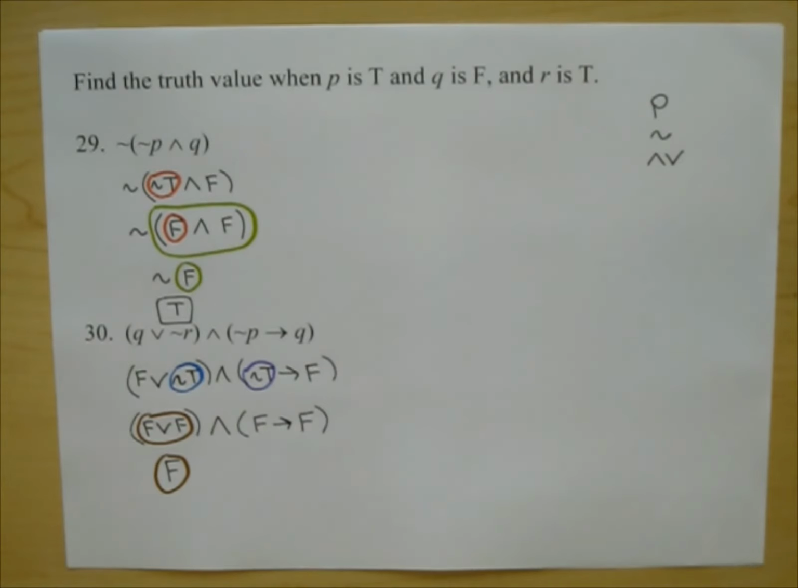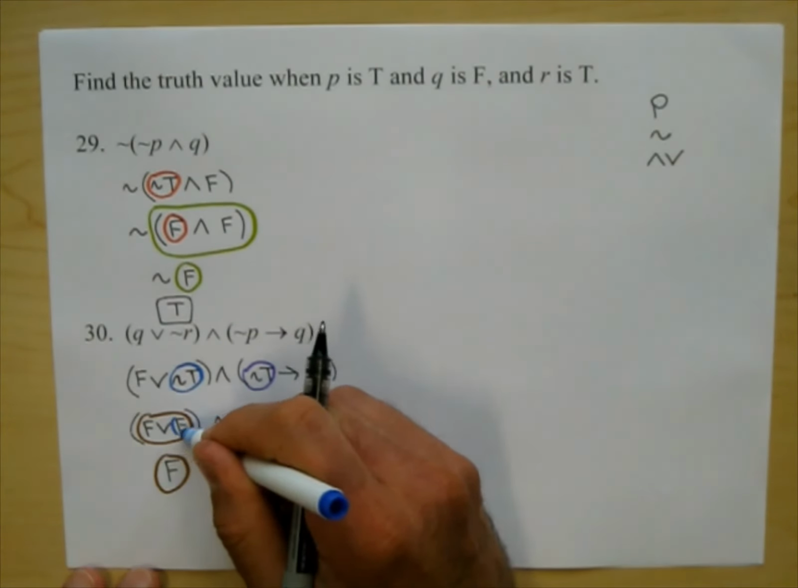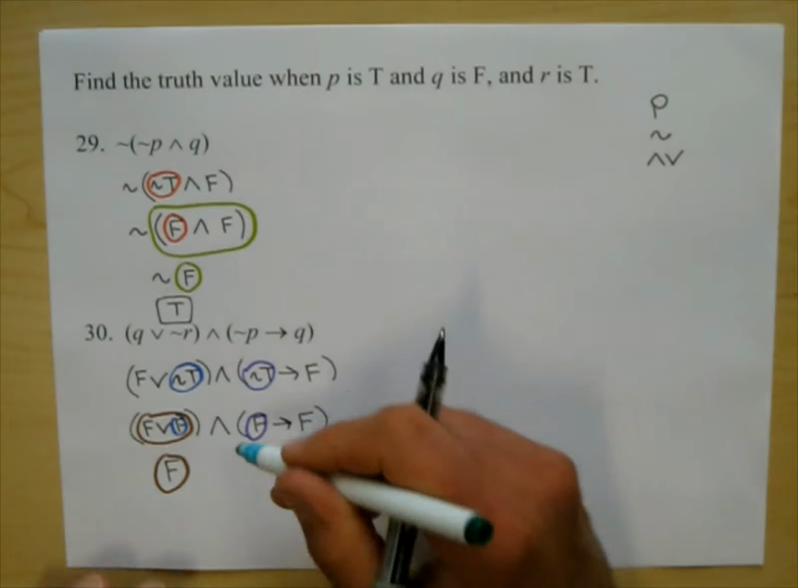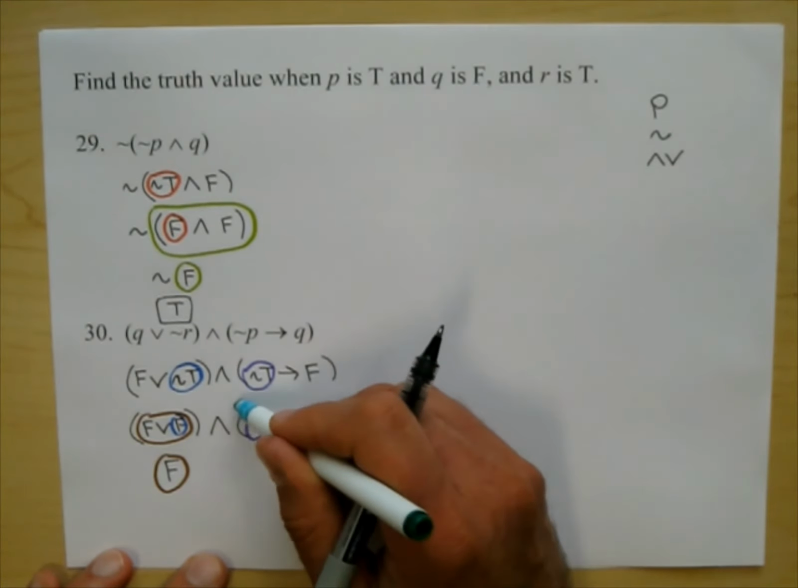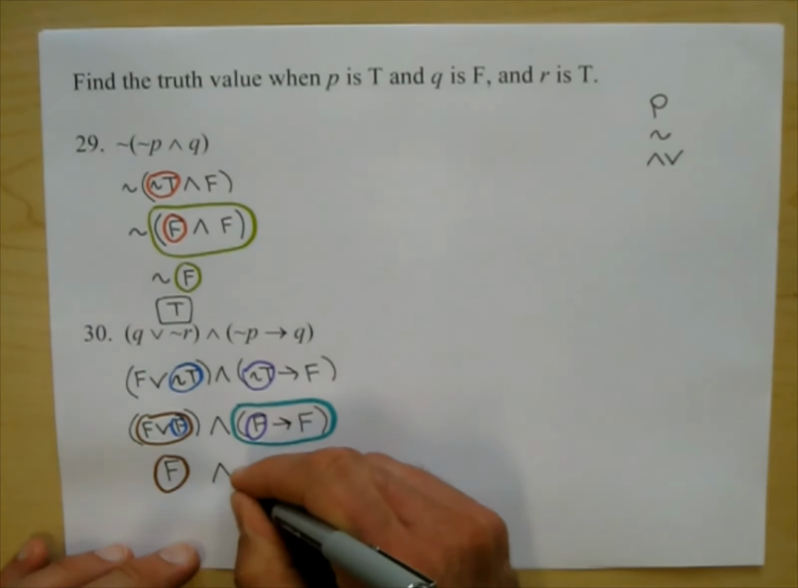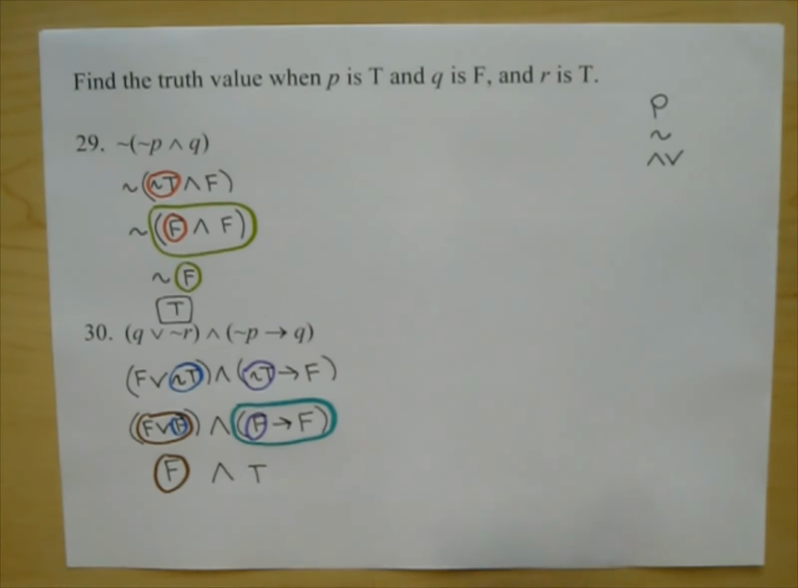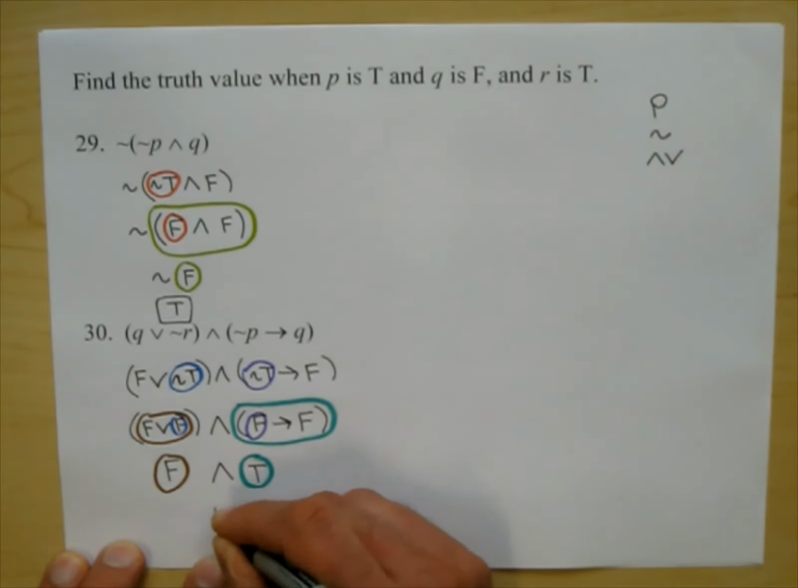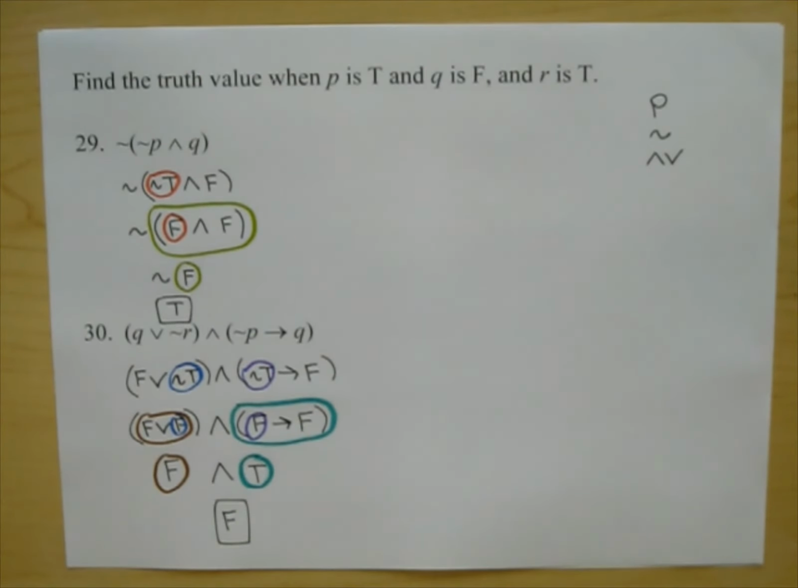I should actually write a little more here. This became this one. This one became this one. I am running out of colors here. Then we have if false, then false. That becomes true. So now we're left with false and false and true equals a false. And we're done with the problem.